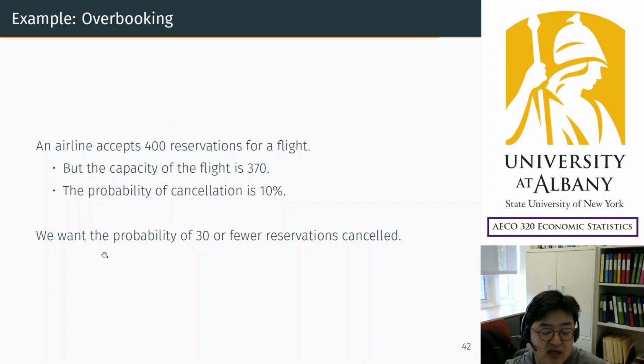Now we are interested in the probability that 30 or fewer reservations are canceled; in this case you are in trouble. You are expecting there will be 30 cancellations so that you can just sell 30 additional tickets. But if that does not happen, if the cancellations are fewer than 30, then you are in trouble. So let's calculate that probability.